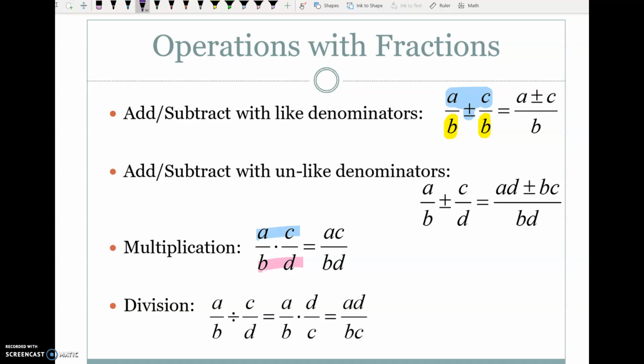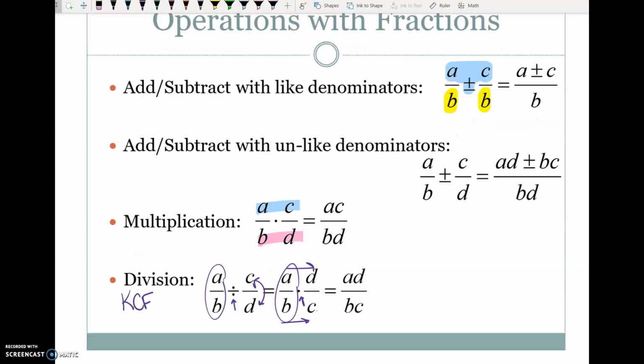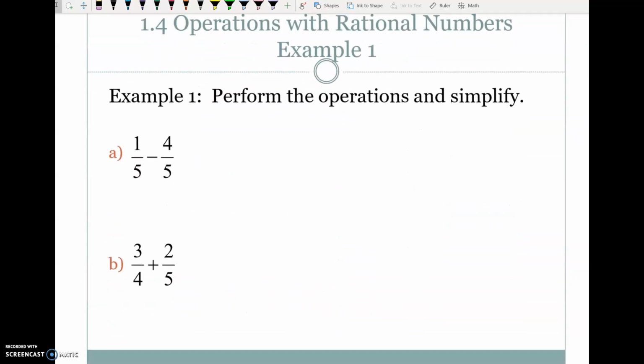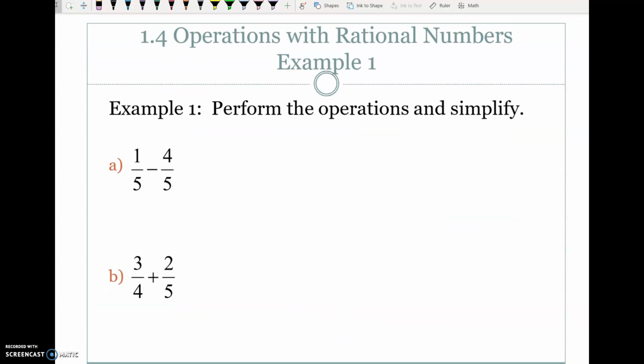Division. We don't actually divide fractions. Instead, we multiply by the reciprocal. You might remember keep, change, flip. So you keep the first fraction the same, you change the sign to multiply, and you flip the second fraction. Then it's a multiplication problem. Multiply straight across the top, straight across the bottom. So perform the operations and simplify.